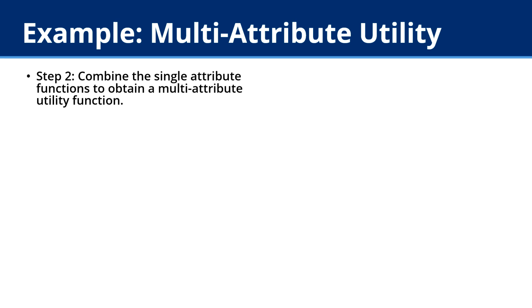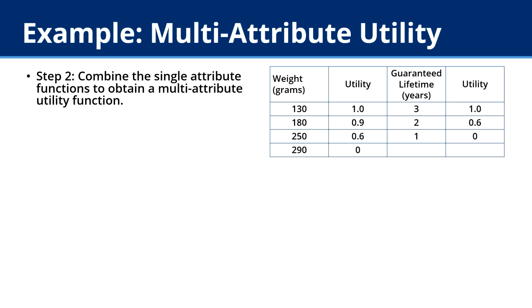Now we continue on to step 2. We're going to combine the single attribute functions to obtain a multi-attribute utility function. So we've assessed the utilities for the 2 attributes. The first attribute being the weight, and the second attribute being the durability, or in this case, the guaranteed lifetime in years. In order for us to proceed, we have to get more information from the decision maker.